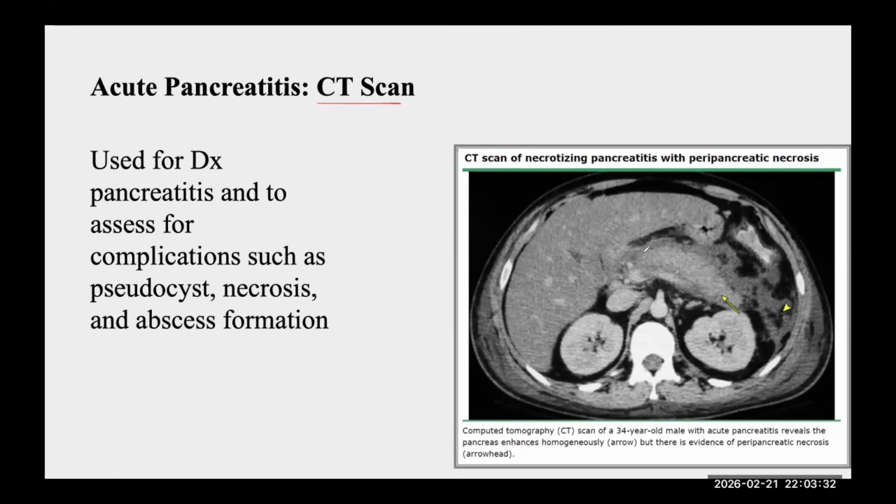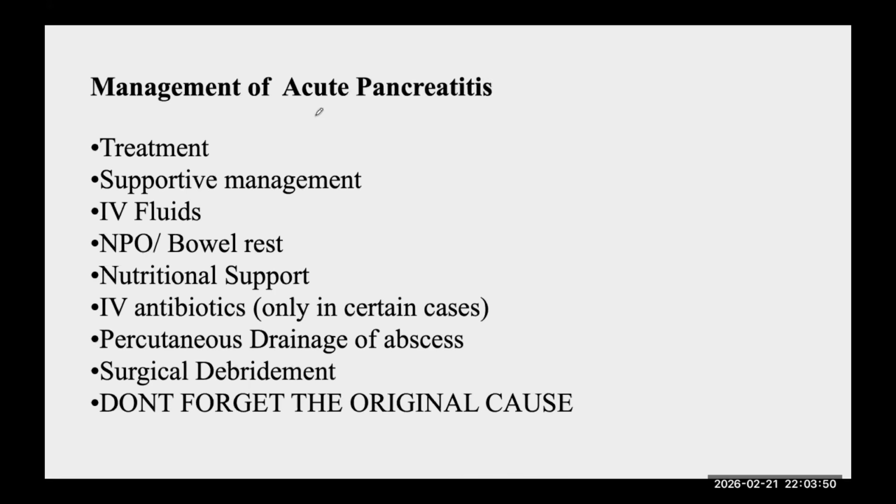If we look at the CT scan, this is the pancreas, and around it you can see areas that are dark. This is showing you edema around the pancreas, which is what we see in acute pancreatitis, and also can indicate necrosis. So we usually do CTs to check for both pancreatitis and its complications.